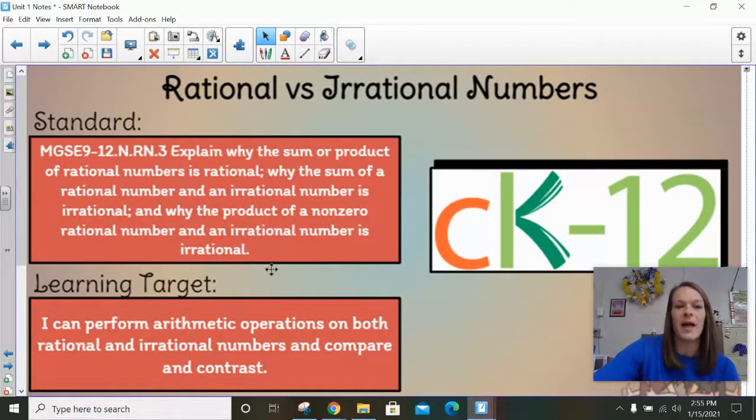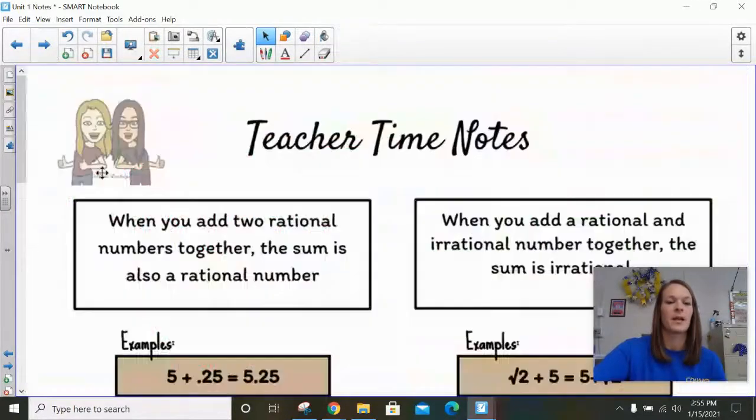We're going to look at some actual examples of why this is what it is. Keep in mind what we're going to be doing with this lesson is adding, subtracting, or multiplying rational and irrational numbers to figure out what the end result will be. Your learning target is that you can perform those operations on rational and irrational numbers and compare and contrast.